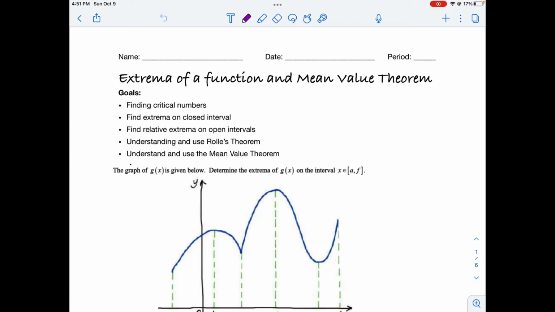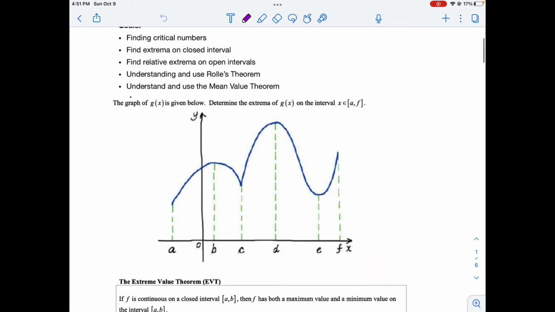We're going to learn a few theorems: the extreme value theorem, Rolle's theorem, and mean value theorem. But before we can do all that, we'll need to define what a critical number is and how we use those in those three theorems I just listed: the extreme value theorem, the mean value theorem, and Rolle's theorem. So let's first start by identifying extrema values.